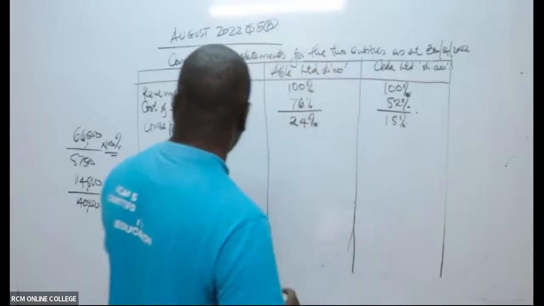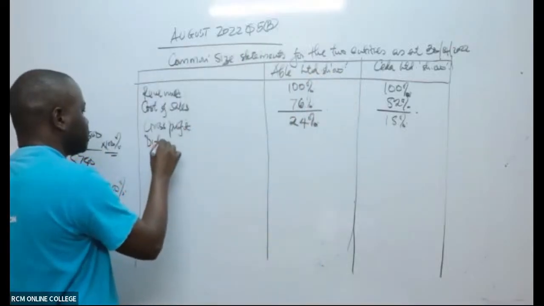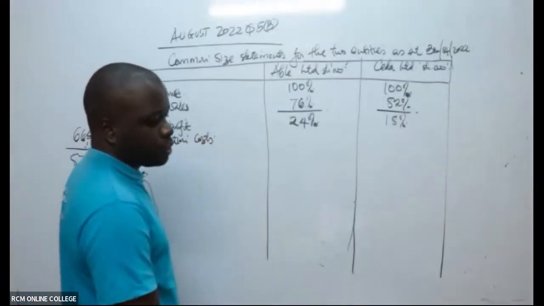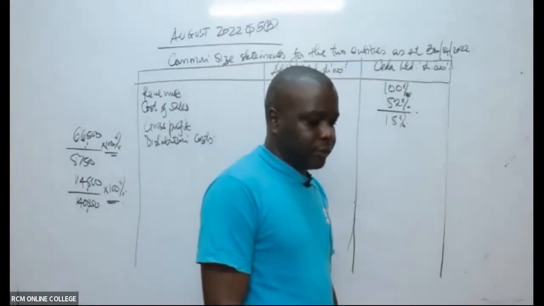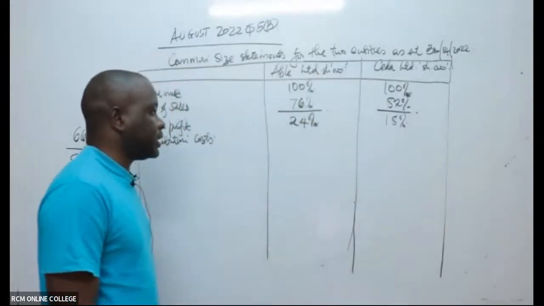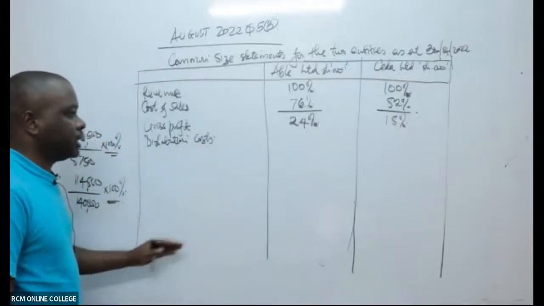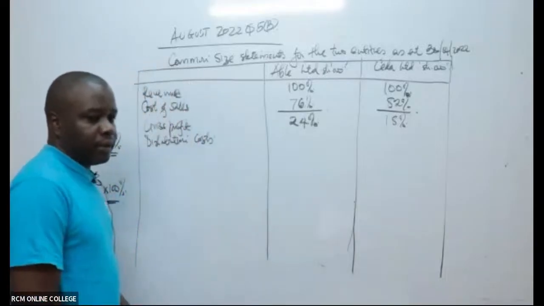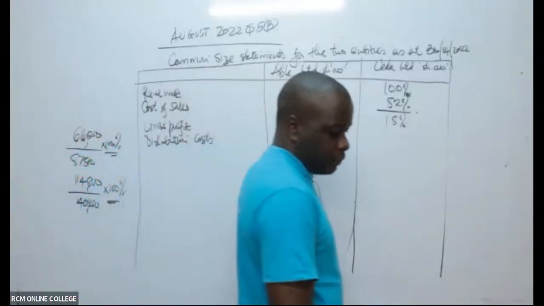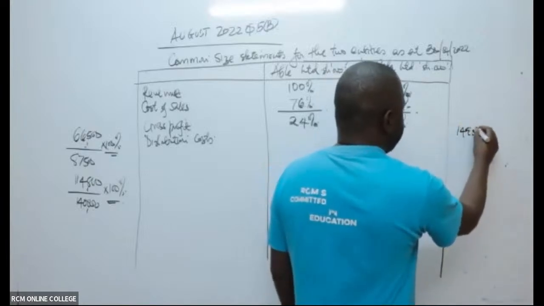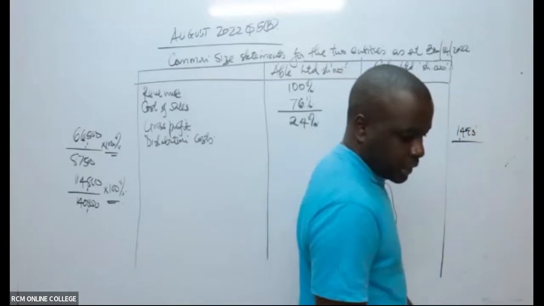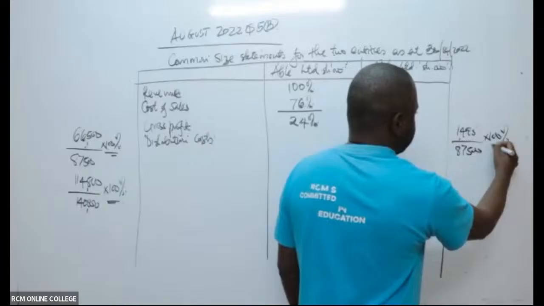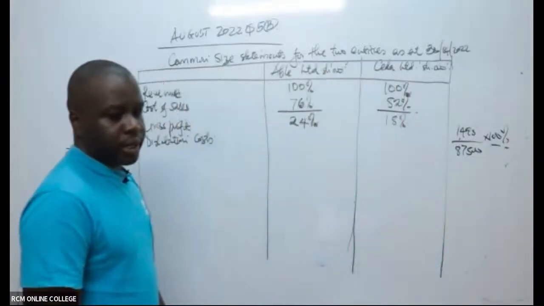If we compute now the distribution costs, you take 1495 over 87,500 multiplied by 100. It is just the same procedure. So what are you getting as the percentage? You take 1495 over the total sales, which is 87,500, and multiply by 100%.